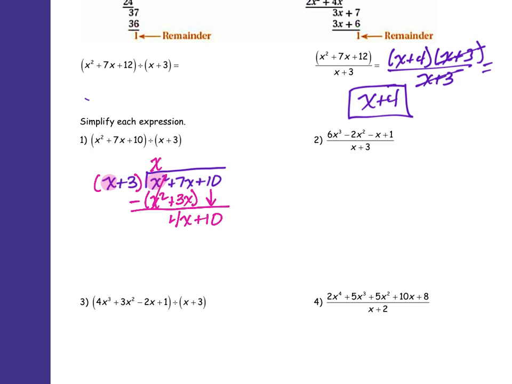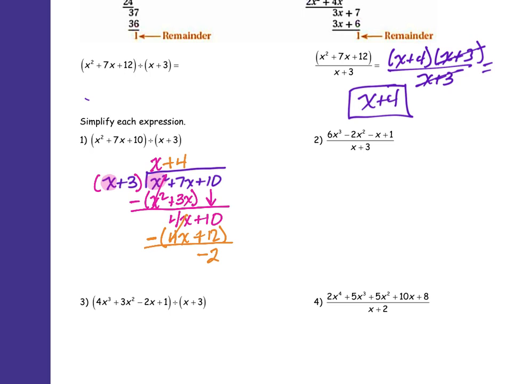Now I'm going to do it all over again. So what do I multiply x by to get 4x? Well, a positive 4. So now I'm going to multiply again. 4 times x is 4x, and 4 times 3 is 12. And I subtract. So 4x minus 4x is 0, and 10 minus 12 is negative 2.